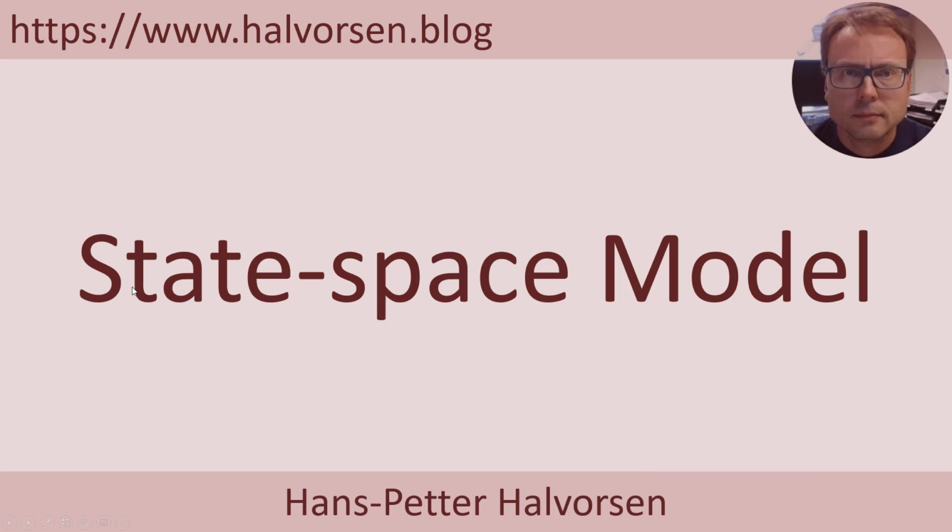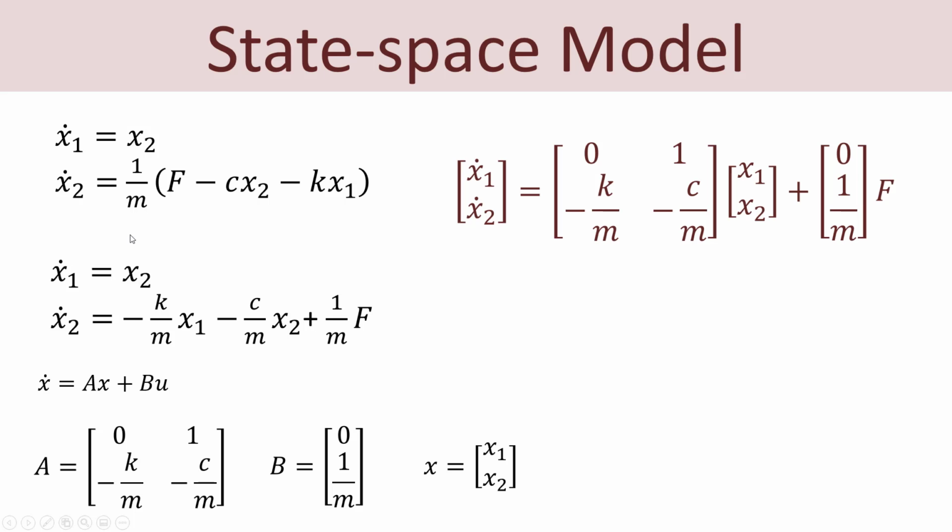Next, let's find the state space model of this mass spring damper system. So this is our starting point, our two differential equations, x1 and x2, and then you can set it in this general state space form, which is denoted like this. The derivative of x equals Ax plus Bu, where A and B are matrices, x is an array or vector of x1 and x2, and u is the force applied to the system, in this case F.